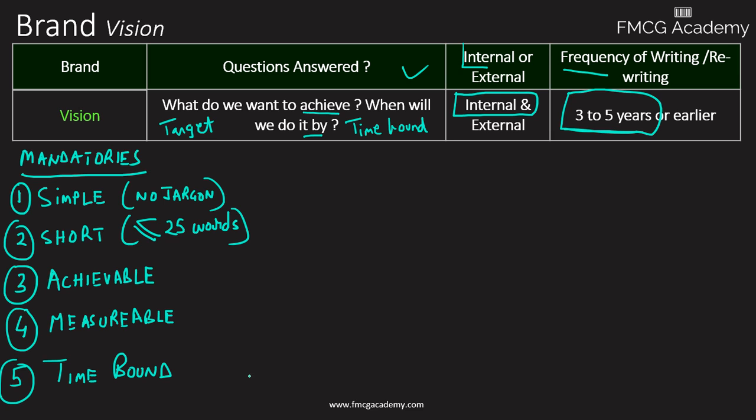So time bound is very important. You've got to set the time frame. So let's essentially try and write a simple brand vision statement for the brand we've been using called Ola. And Ola is an orange flavored beverage. So all we're saying, it's an orange flavored beverage. It could be natural, it could be juice, it could be anything. But that's the segment essentially Ola operates in.